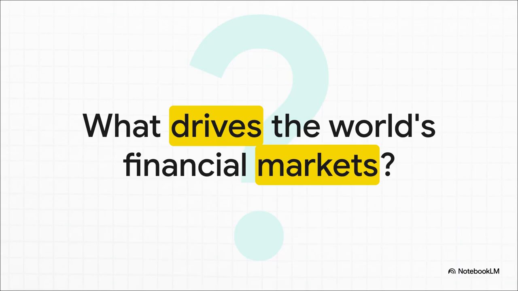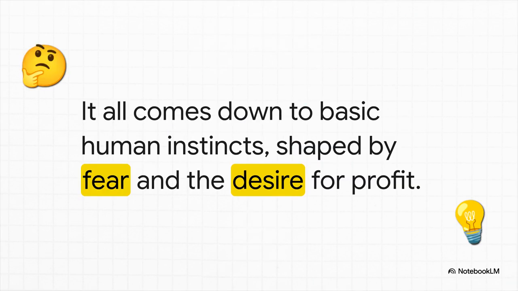So let's start with a really big question. What actually drives the world's financial markets? I mean, is it complex algorithms? Is it breaking news headlines? Corporate profits? Well, the answer, according to the sources we're looking at today, is actually a lot more human. Yup, it all pretty much boils down to two basic human instincts: fear and the desire for profit, what a lot of people would just call greed. These primal emotions shape our behavior, and as we're about to see, they're like the invisible hands that create the patterns that technical analysts spend all their time studying.